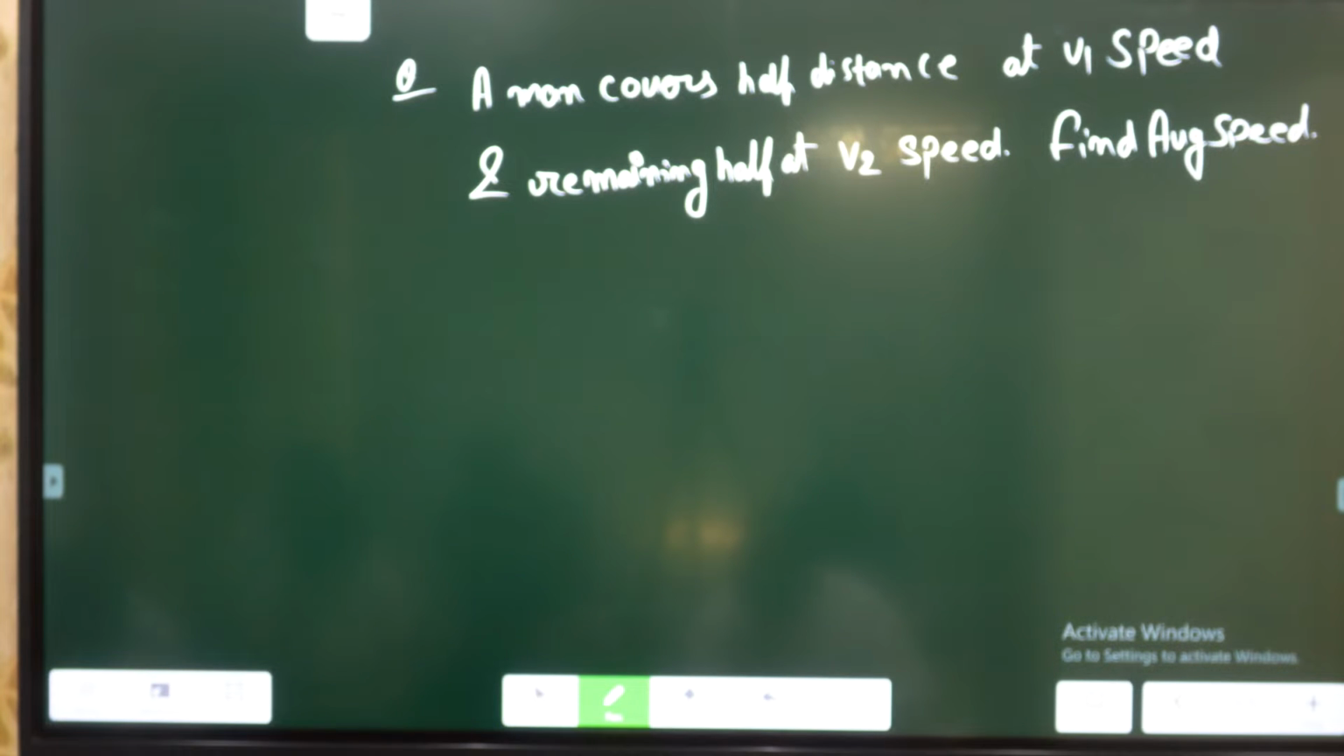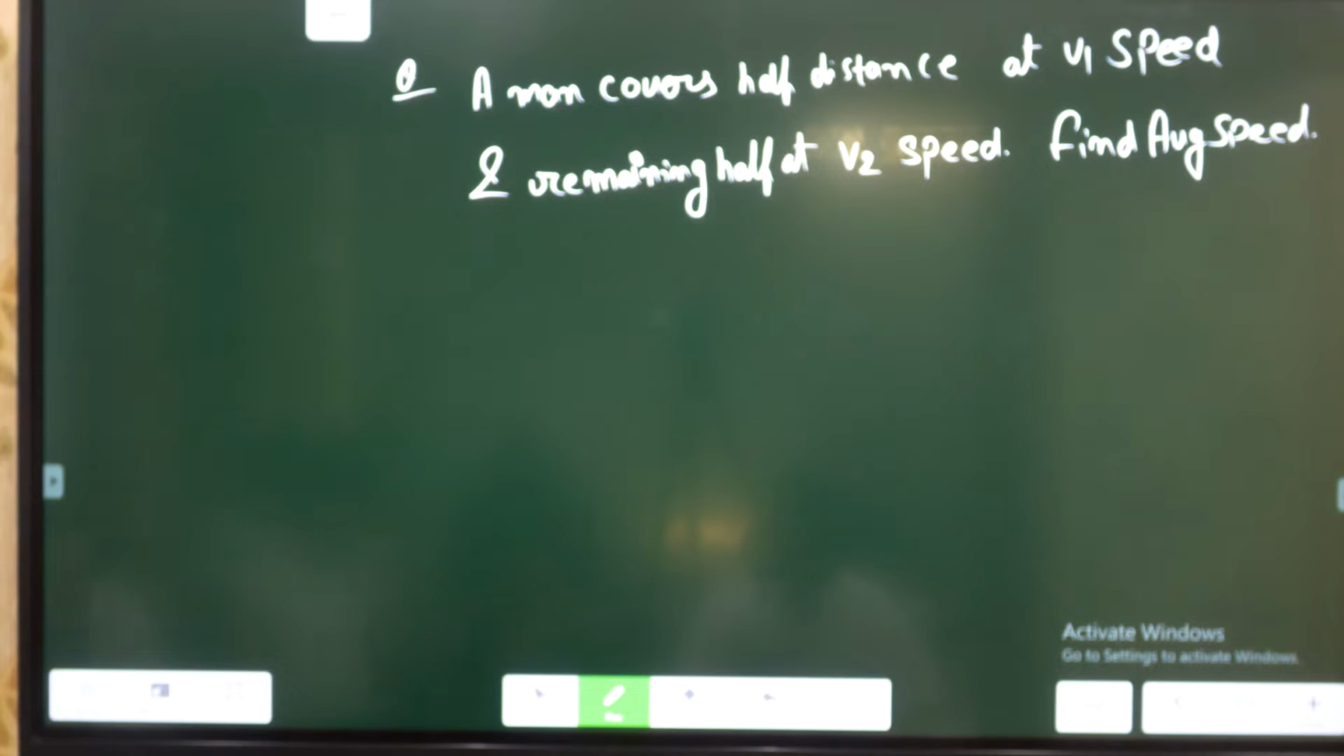So will the time be the same for both the cases? My dear, only this much information is given in the question. I don't know anything. So I got it. Yeah, what's the answer?